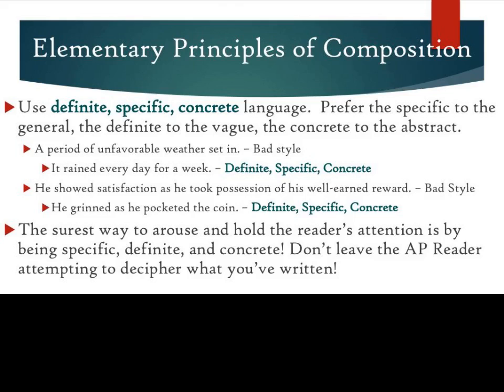He showed satisfaction as he took possession of his well-earned reward. Again, it's not bad grammar, but it's definitely bad style. He grinned as he pocketed the coin. Well, we know what his satisfaction was. We know how he showed that satisfaction. We know what he did with his reward. And we know what the reward was. It's definite, it's specific, and it's concrete. That is definitely a more powerful statement than the first one that's bad style.